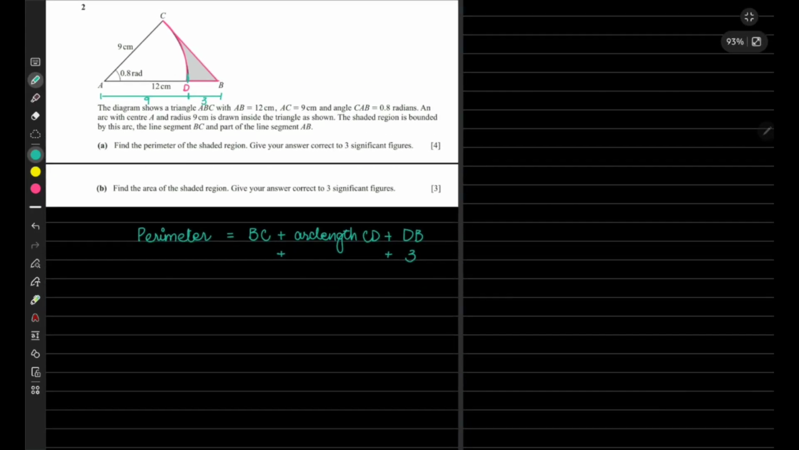Let's start with the arc length. We know that in radians the arc length formula is S equals r theta. R is 9 and theta is 0.8 radians. So 9 times 0.8 would be 7.2.